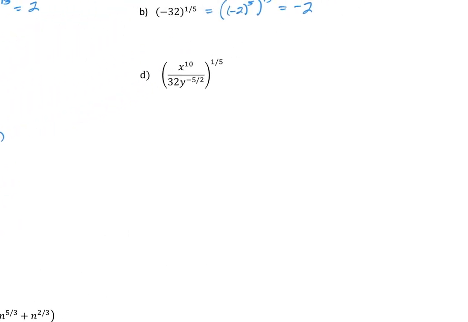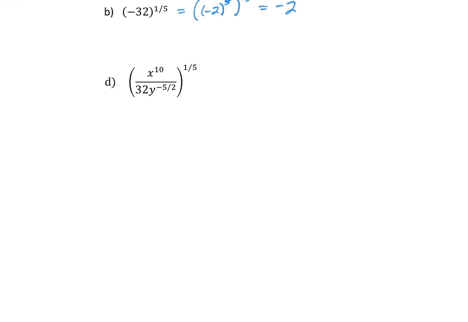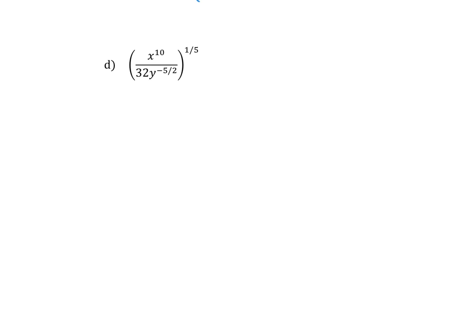Let's look at another one. This one looks pretty ugly. So again, I have choices. Within the parentheses, I can make the exponent on y positive by bringing that up, or I can get rid of the parentheses by distributing that 1/5 exponent on the outside of the parentheses. I'm going to choose the simpler one. I am going to bring the y up and make it y to the 5/2 over 32.